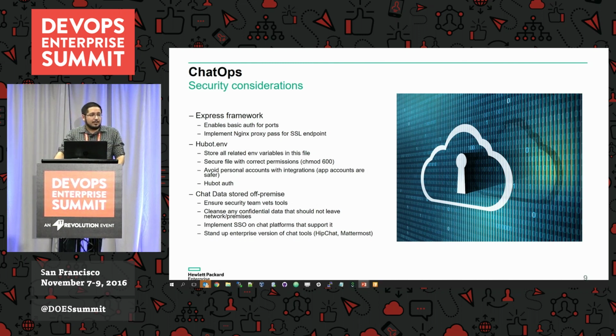Hubot environment is a file that you can use to store your passwords. Environment variables out there. You want to make sure you secure your file. You want to make sure that the user that's running Hubot can only read that with the right permissions.